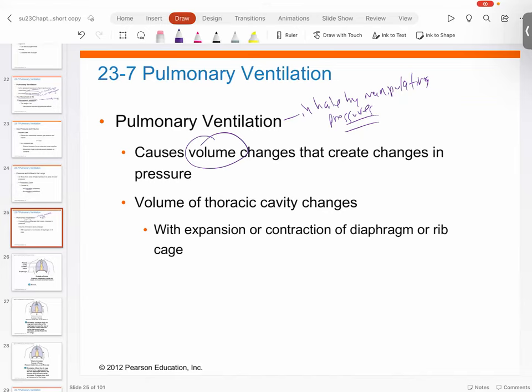Pressure we cannot change because it is what it is. The atmospheric pressure around us is what it is. We can't change that. However, what we can do is change the volume quite easily, and that's exactly what we do. So when we go through volume changes, we create, by physics, by Boyle's law, pressure changes. And what do we change? The volume of the thoracic cavity.